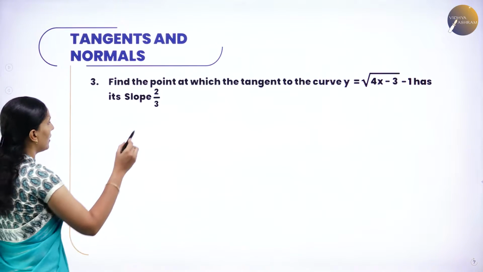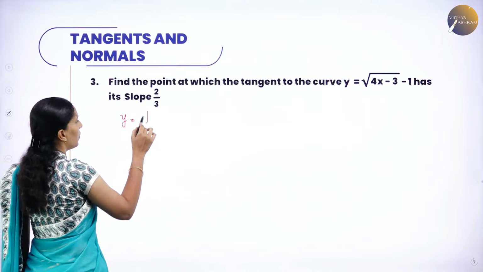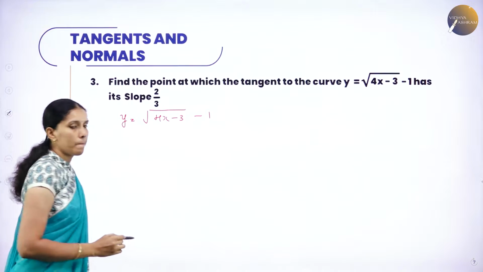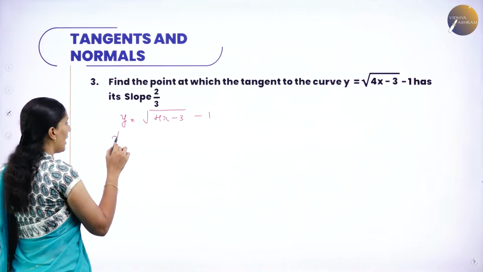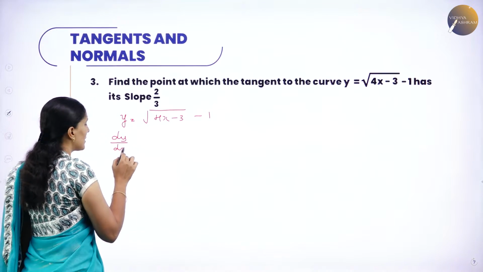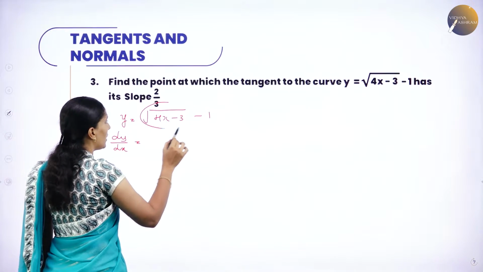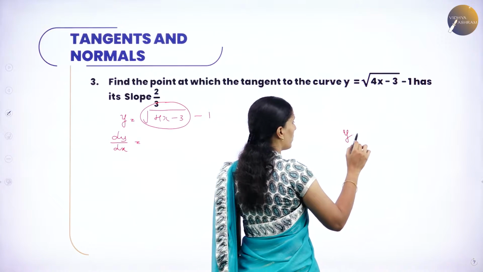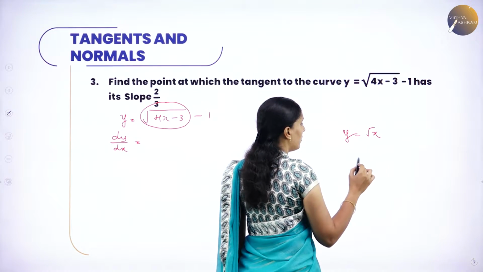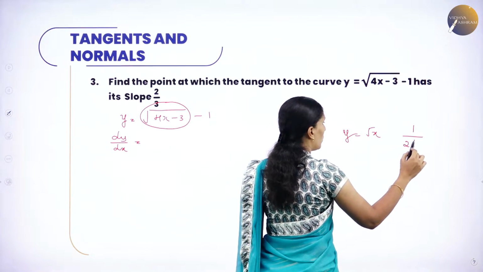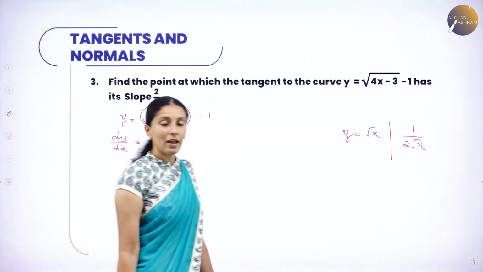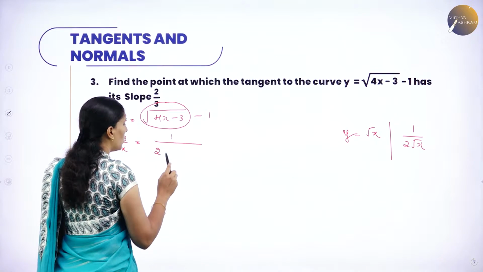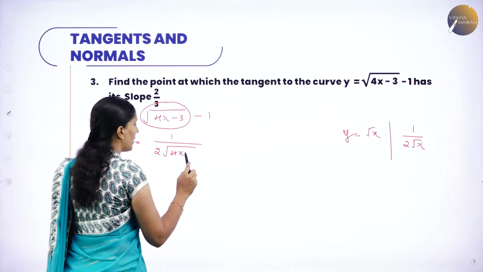So let us take here y is equal to root of 4x minus 3 minus 1. Now let us derive it. So we have dy by dx is equal to, so this complete equation must be taken in the form of root x. So if y is equal to root x, what is the derivative? It is 1 by 2 root x. So this is the derivative. So now therefore this can be written as 1 divided by 2 root of 4x minus 3.